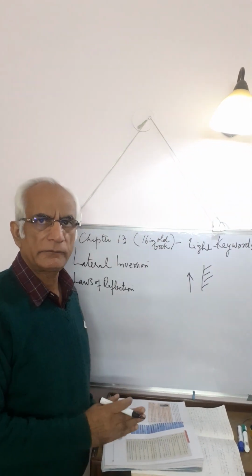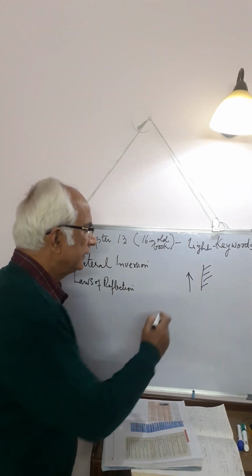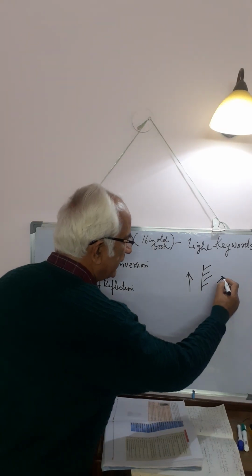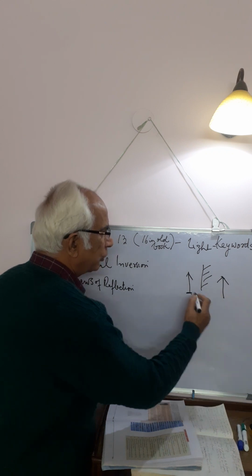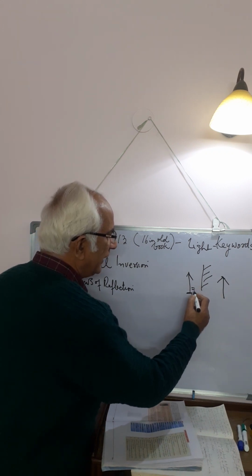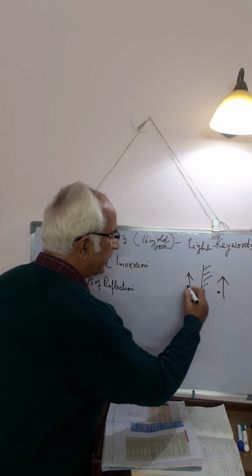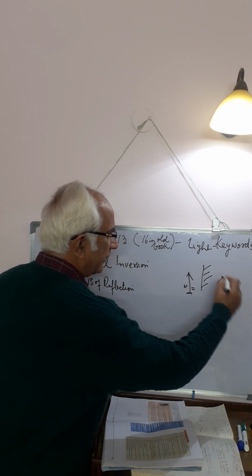Image is erect. ठीक है, यहाँ पे ऐसी image है और erect दिखाई देगी. This is the top, this is bottom, this is top, this is bottom. The only thing is anything which is on the right side will appear here, anything which is on the left will appear here.